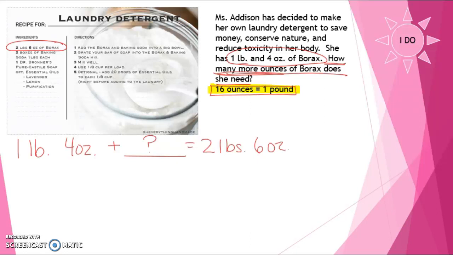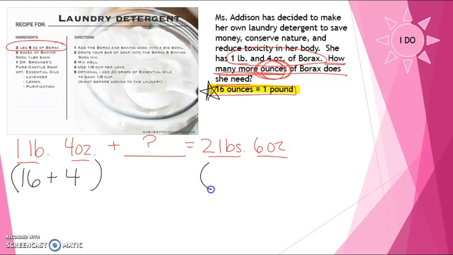Because the question says, how many ounces of borax does she need? Well, right now I have pounds and ounces. This will be easier if I have just ounces. So let's take a look. How do we do that? Well, our information tells us that 16 ounces equals 1 pound. So here I have 16 plus 4. Just in this section here is going to tell me how many ounces I have already. And then this side is going to be 16 times 2.